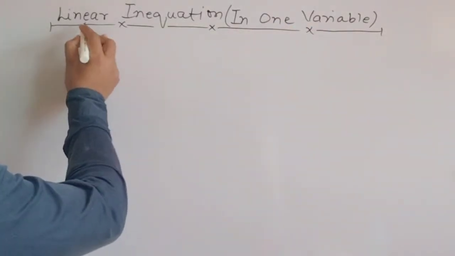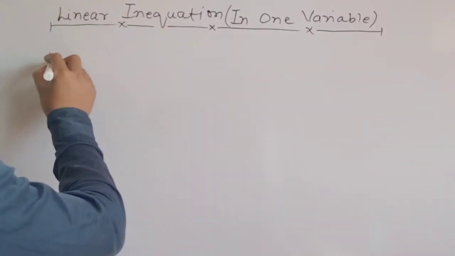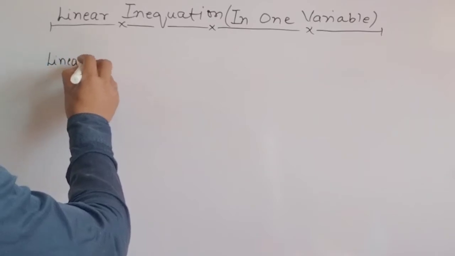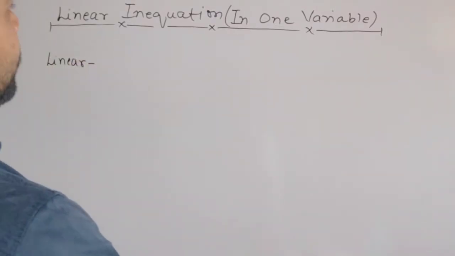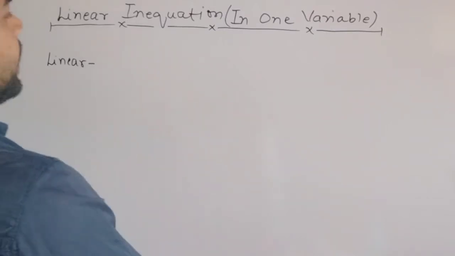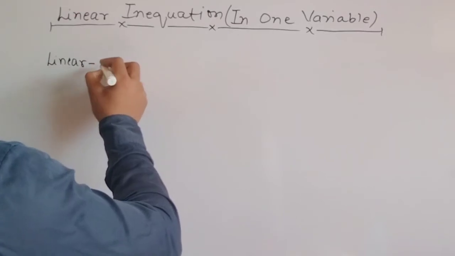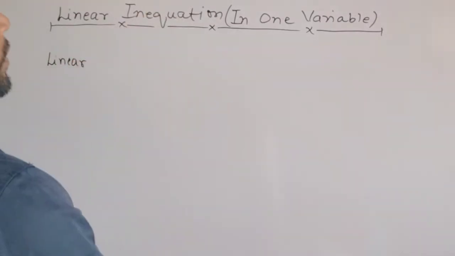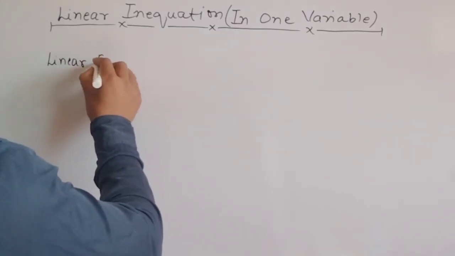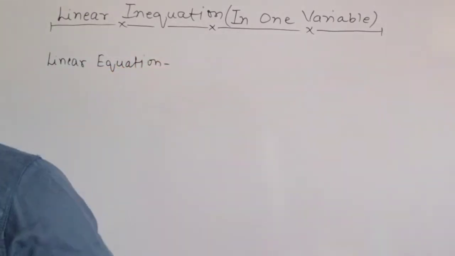So the first word is linear and the second is inequations. So what is linear? Okay, as we know, we have studied many equations like quadratic equations, cubic equations, and one of them is linear equations, and if we put an inequation sign in between them, then it will be a linear inequation. So first, we are going to know what a linear equation is.